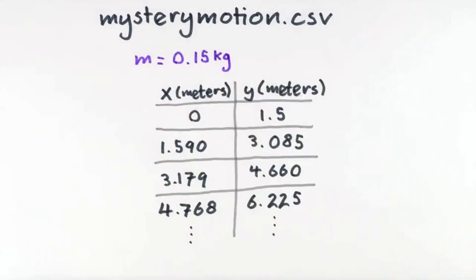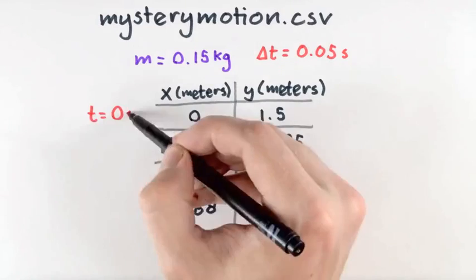The mass of the system is 0.15 kilograms. The identity of the system is otherwise unknown. The position data was sampled at regular time intervals of delta t equals 0.05 seconds, and the starting time for the observation was t equals 0.